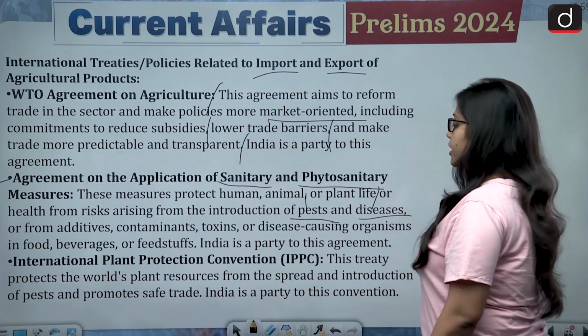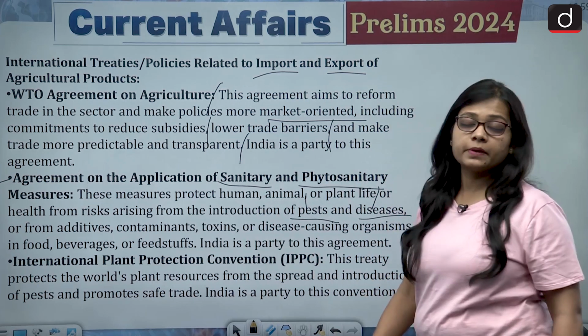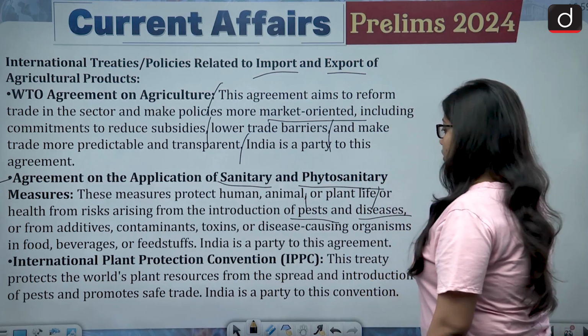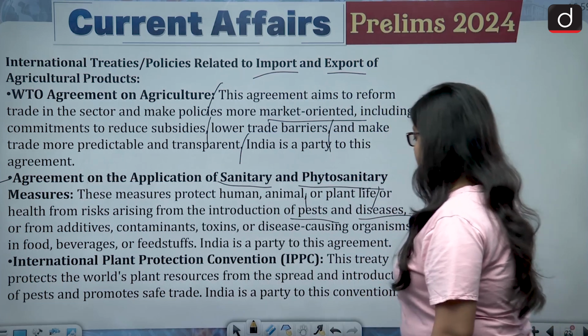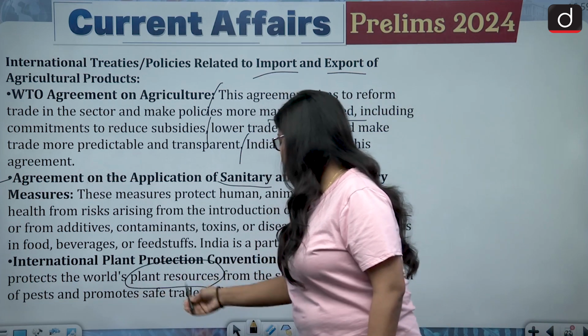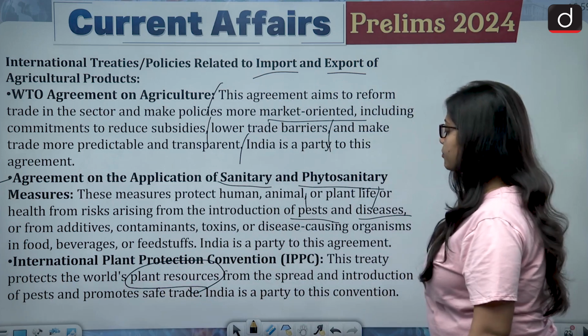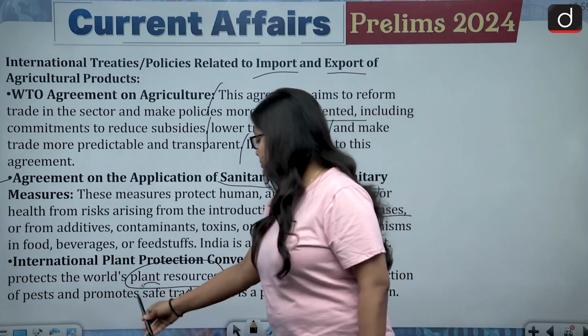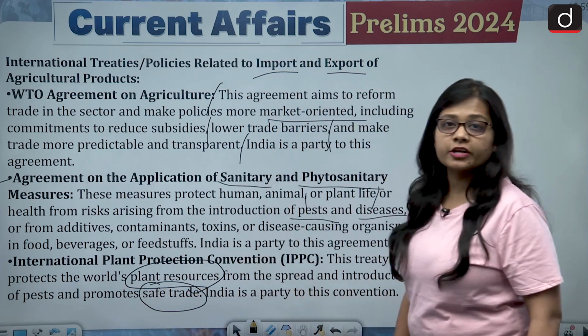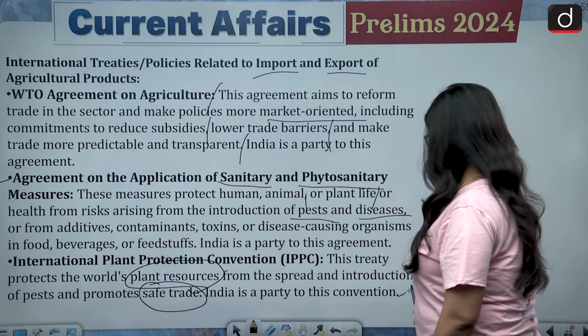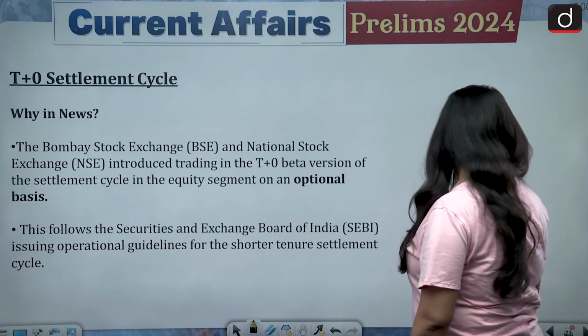Then the International Plant Protection Convention, that is IPPC. It protects the world's plant resources from the spread and introduction of pests and promotes safe trade. Promotion of safe trade is the mantra. India is a party to this convention also.